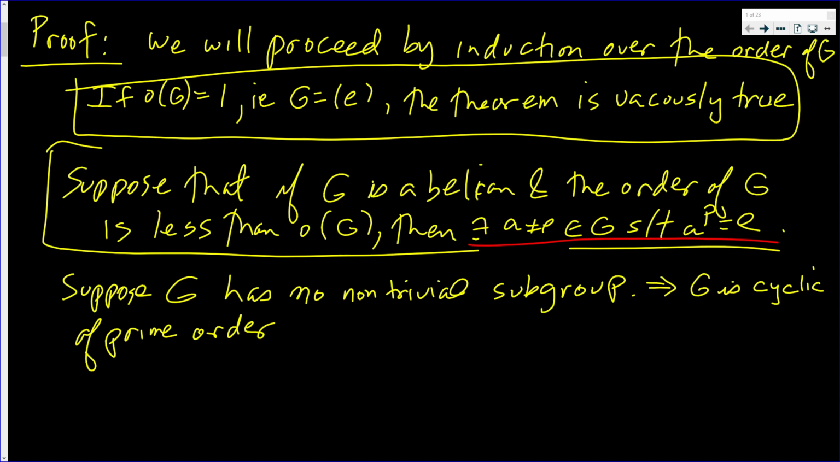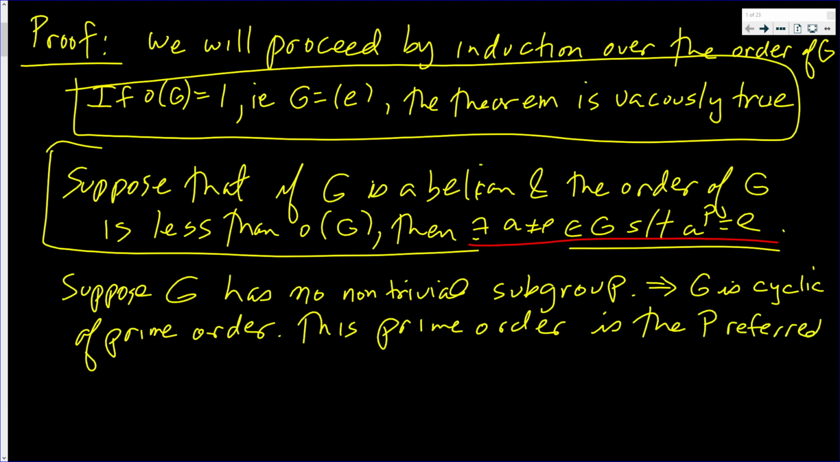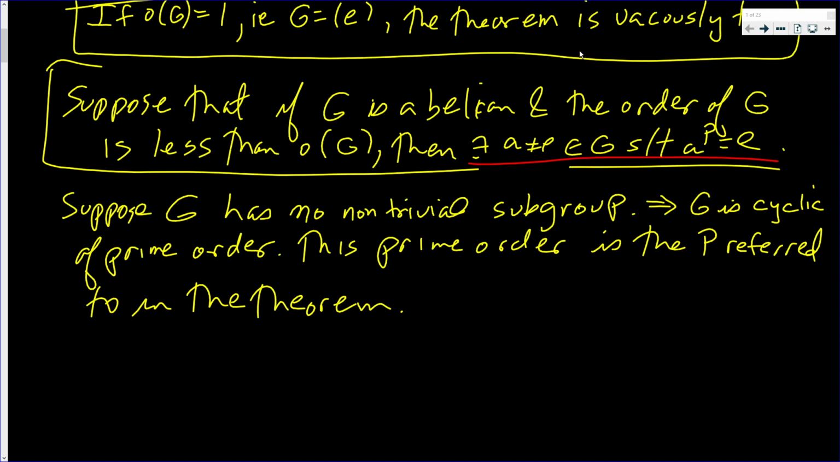Now, if G is of prime order, then the order can't be 1. That is, G cannot just be the identity. Okay, G is of prime order. This prime order is the p referred to in the theorem. It has to be. It's the only prime that divides that prime. Actually, 1 is not prime, so ignore when I said don't consider 1. The only prime number that divides this prime number is itself.